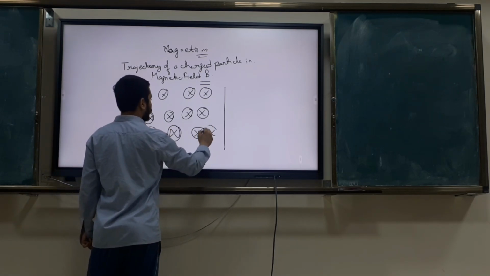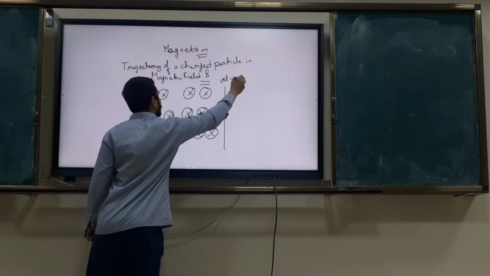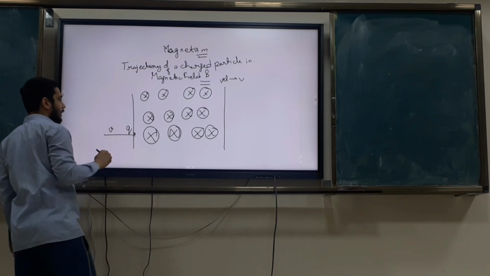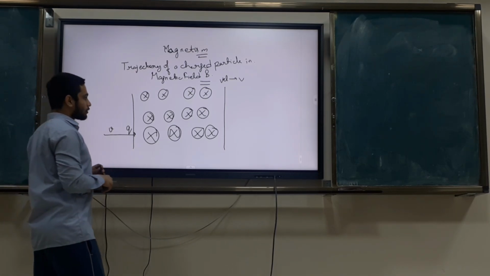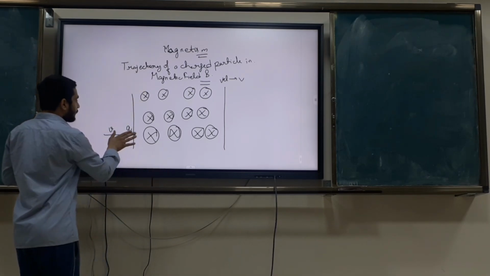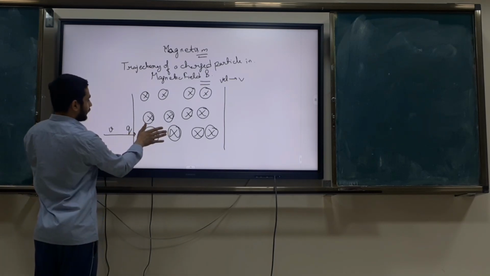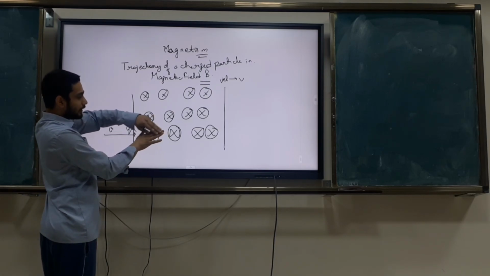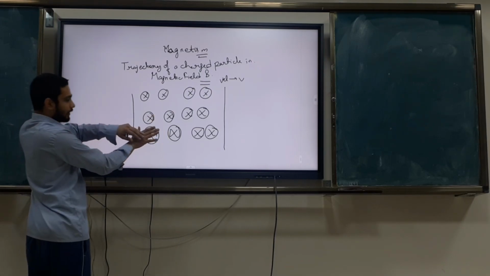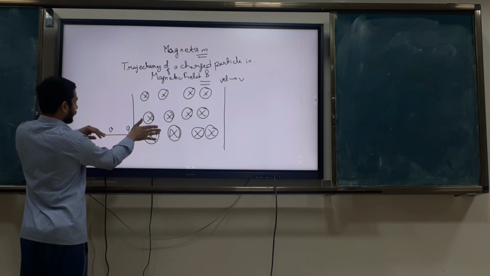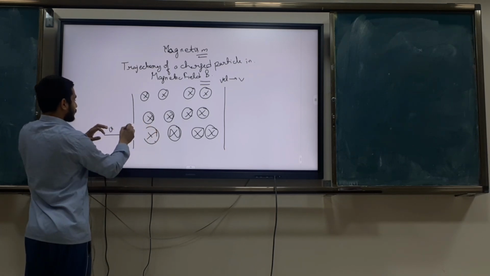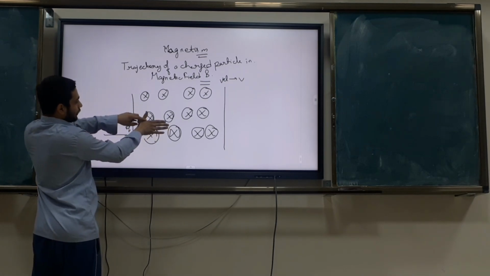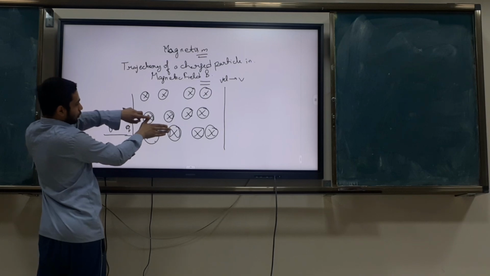If a charged particle is sent with a velocity v and charge q from here, how do we see the force? By the palm rule. We put the palm in the direction of the magnetic field, which is inside, and the fingers in the direction of velocity. Our thumb shows the direction of the force, which is upside.